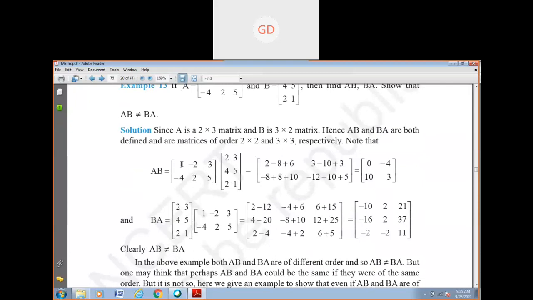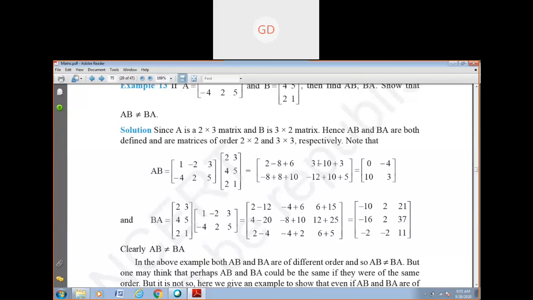This is the first row, the first column. First row into first column: you have 1 into 2, minus 2 into 4, 3 into 2. So this is the element. First row into second column: 1 into 3, 3; minus 2 into 5, minus 10; 3 into 1, 3. So this is the element, first row into second column.